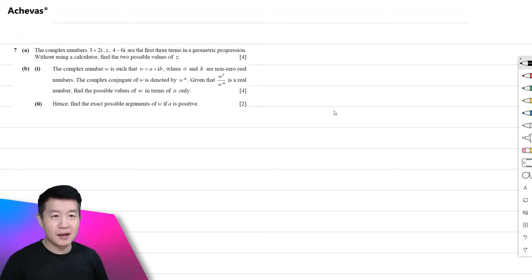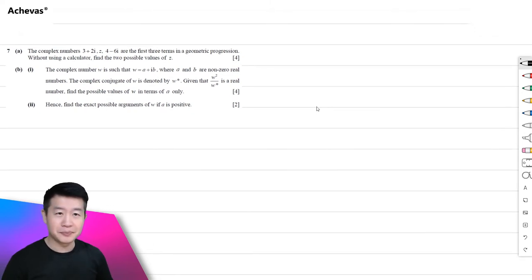Okay, let me look at this complex number question, okay?